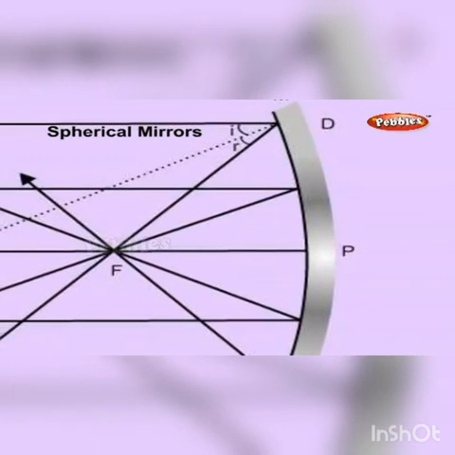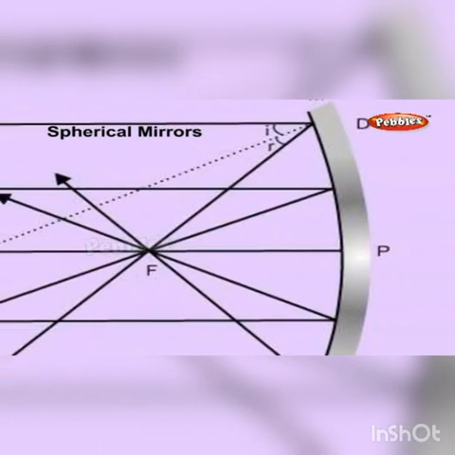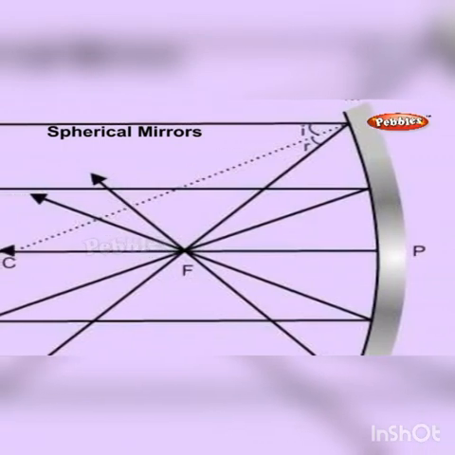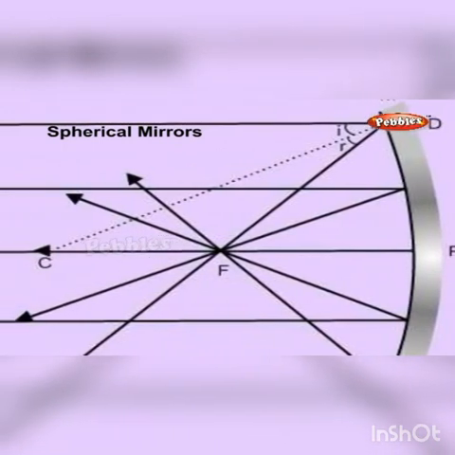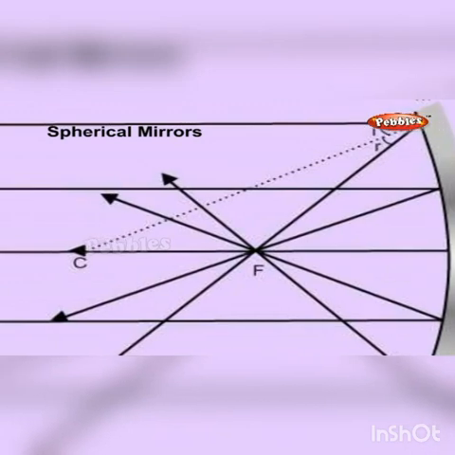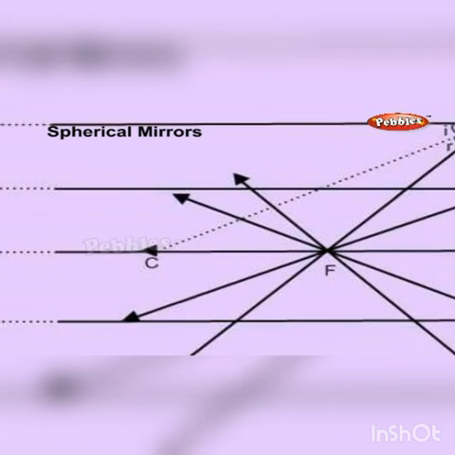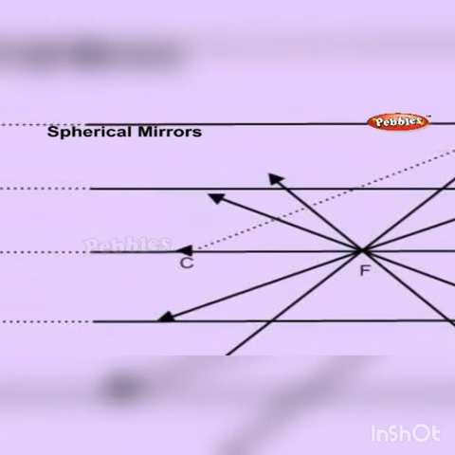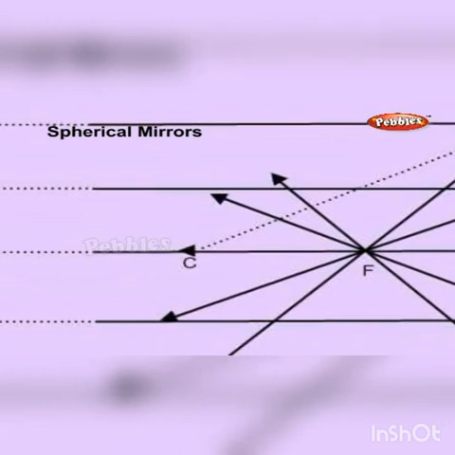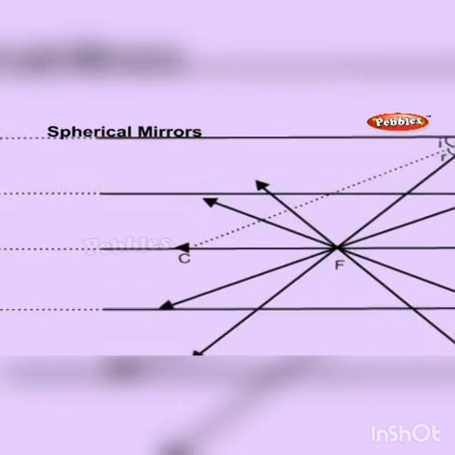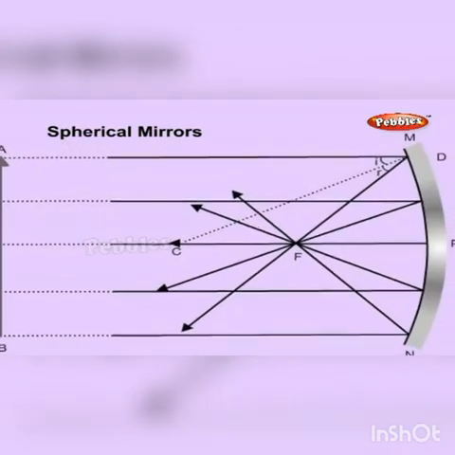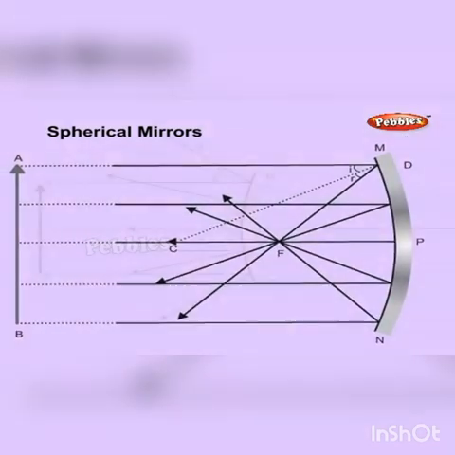The reflecting surface of a spherical mirror forms a part of a sphere. This sphere has a center. This point is called the center of curvature of the spherical mirror. It is represented by the letter C. Please note that the center of curvature is not a part of the mirror. It lies outside its reflecting surface. The center of curvature of a concave mirror lies in front of it.